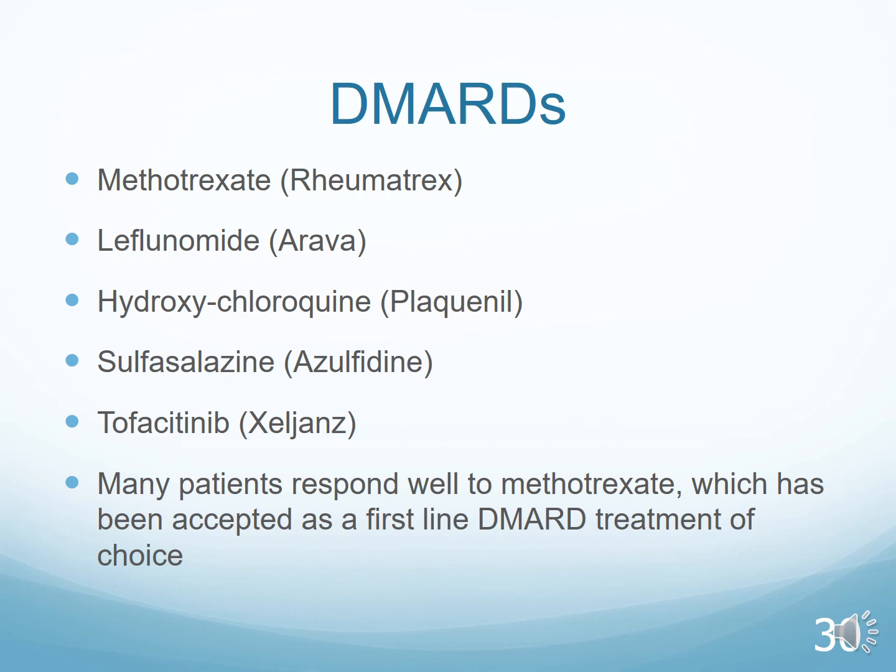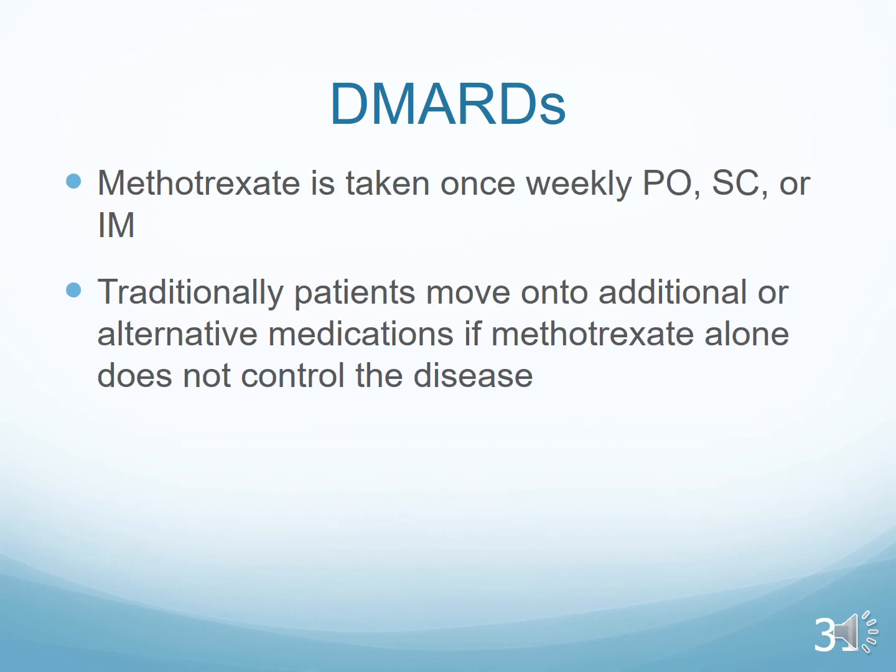Many patients will respond well to methotrexate, which is the first line of choice in the DMARD category. So methotrexate is taken once a week. It can be taken PO, it can be taken sub-Q, or it can be taken IM. And then traditionally, patients will move on to additional or alternative medications if methotrexate alone does not control the disease. So your client may be on methotrexate, and then if he takes his methotrexate on a Sunday or a Monday, maybe by Wednesday or Thursday, he may find that it's getting later in the week and he may need to take an NSAID or take an analgesic just to keep himself comfortable.